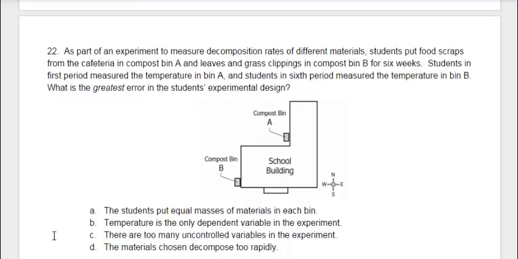22. As part of an experiment to measure the decomposition rates of different materials, students put food scraps from the cafeteria in compost bin A and leaves and grass clippings in compost bin B for 6 weeks. Students in the first period measured the temperature in bin A. The students in sixth period measured the temperature in bin B. What is the greatest error in the students' experimental design? So we have compost bin A on one side of the school. On the other side of the school building we have compost bin B. A. The students put equal mass of material in each bin. B. Temperature is the only dependent variable in the experiment. C. There are too many uncontrolled variables in the experiment. D. The materials chosen decompose too rapidly.